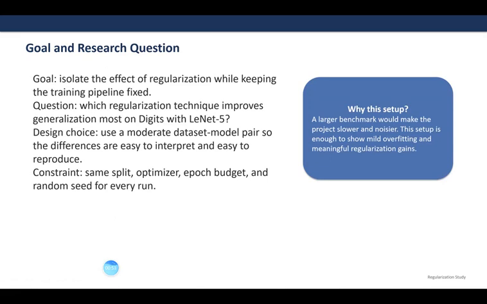Now, the core question behind this project was, if I keep the dataset, model, optimizer, and the training budget fixed, which regularization technique gives the best improvement? I intentionally chose a moderate dataset-model pair rather than a very large benchmark. The reason is that I want the comparison to be interpretable and easy to reproduce, while still showing real overfitting behavior. So the study is controlled. The only thing that changes from one experiment to another is the regularization method.